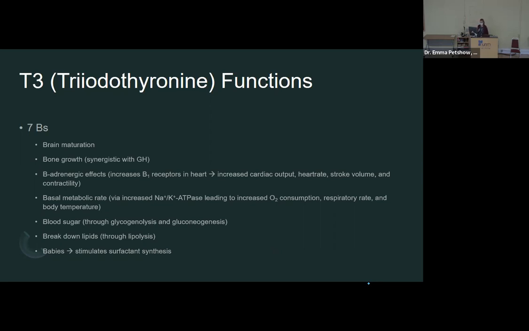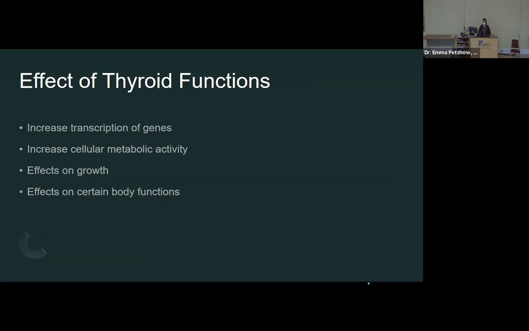BMR, it's going to increase oxygen consumption, respiratory rate, body temp. It's going to increase our BMR. It's going to increase blood sugar through glycogenolysis and gluconeogenesis. Ooh, fun. What are those? We will talk about them today. And breaks down fat.